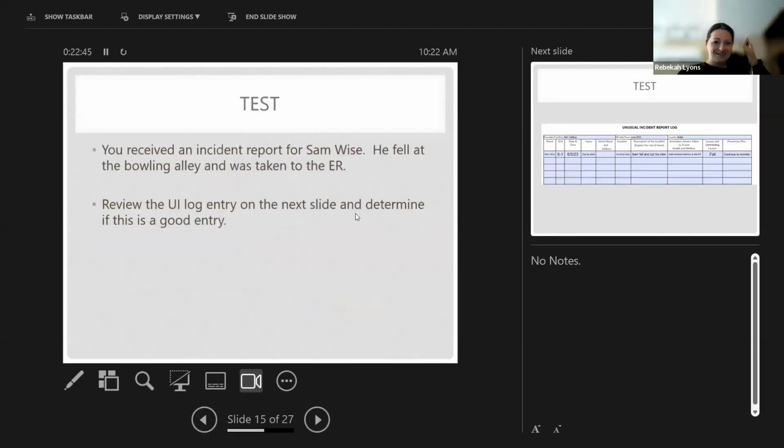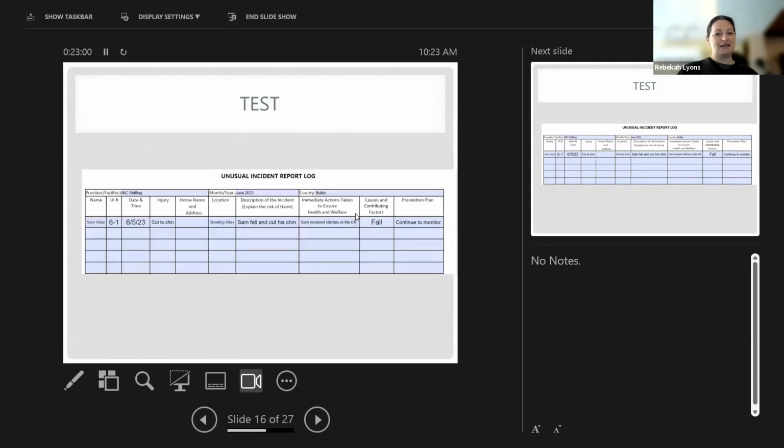Okay, I have a little test. So you receive an incident report for Sam Wise. We'll say you're the one responsible for putting the UI logs together. He fell at the bowling alley and he was taken to the ER. So we're going to take a look at the UI log entry on the next slide. We'll see if it needs any help.